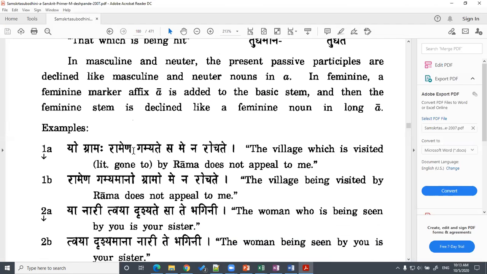So yo gramaha ramena gamyate same na rochate. The village which is visited or gone to by Rama does not appeal to me. So here the passive sentence is the Ramena. This is the passive sentence. Gramaha Ramena Gamyate. But Same na rochate, that is not the passive sentence.